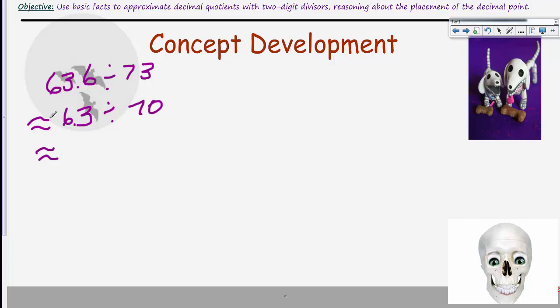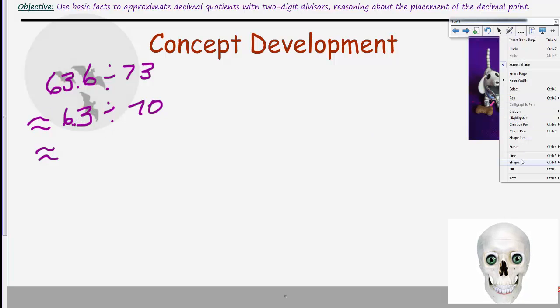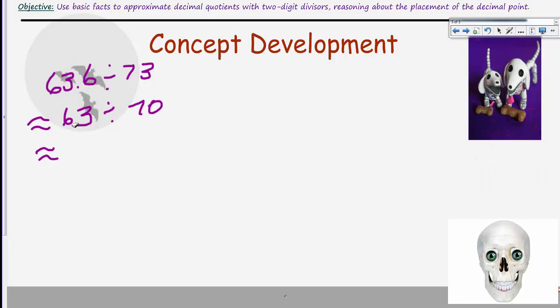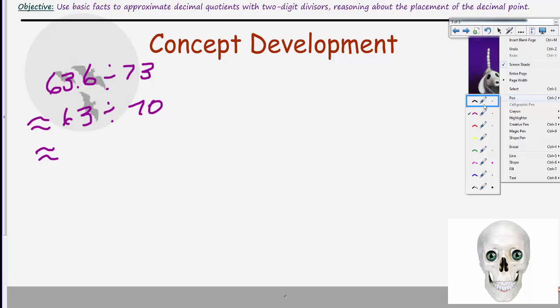I don't need a decimal point. What am I trying to put one in there for? Come on, eraser. Help me out. Okay, so we'll do that. I'll get rid of that. Okay, come back up here, pen. Thank you. Okay, so we'll put that 63 here.